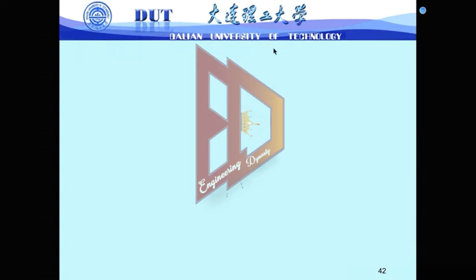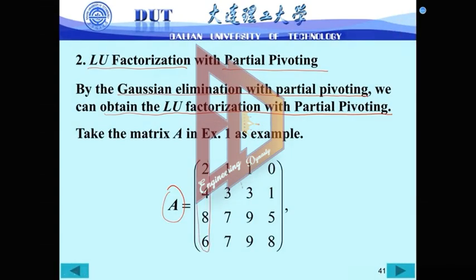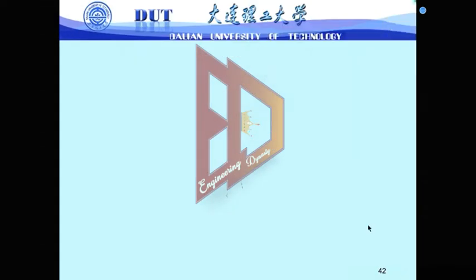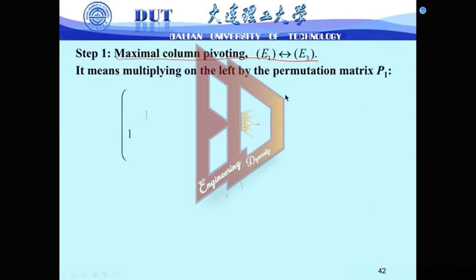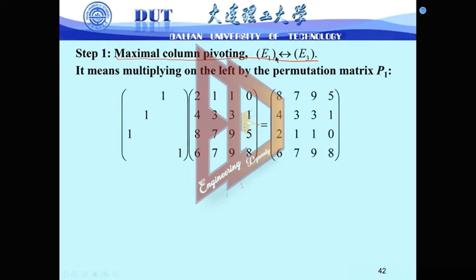So in step 1, we need to consider the first column. We have 4 numbers: 2, 4, 8, 6. Which one has the largest absolute value? Of course, it is 8, right? 8 is in the third row. So in the first step before elimination, we need to interchange the first row with the third row. Are you clear? So first we choose a new pivot by interchanging the first row with the third row.